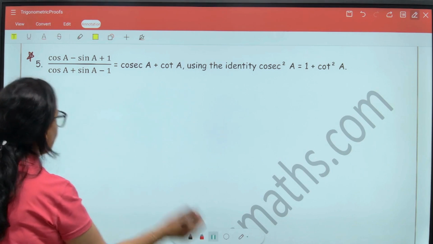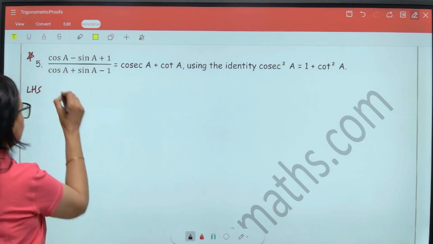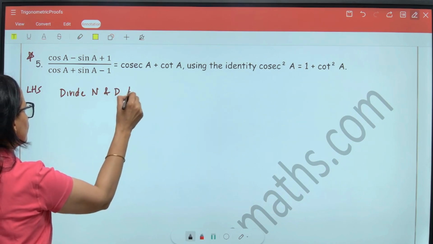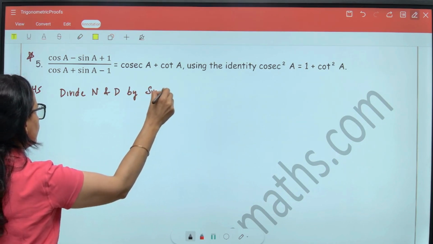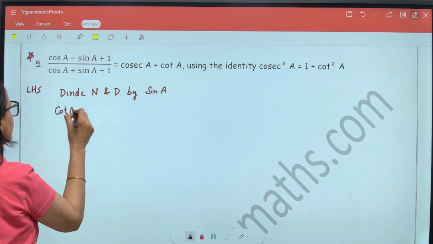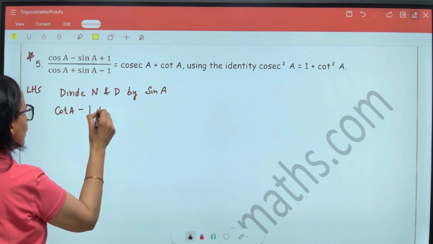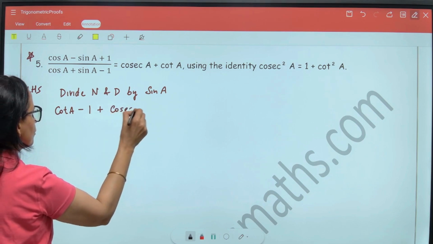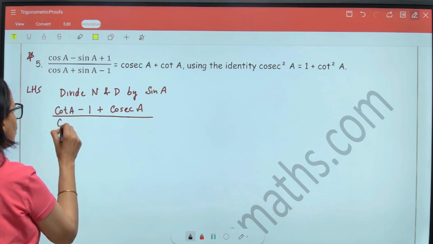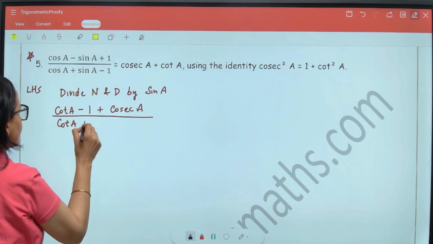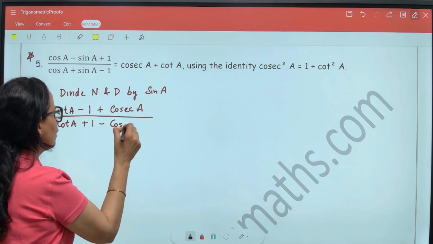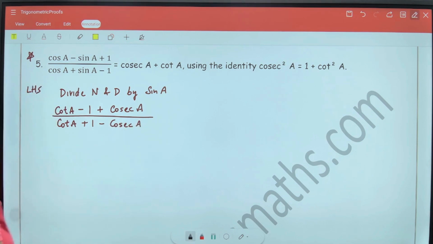So the first step on the left hand side is I divide numerator and denominator by sin A. So cos by sin becomes cot A, sin by sin is 1 and 1 by sin becomes cosec A. The denominator becomes cos by sin is cot A, sin by sin is 1 and 1 by sin is again cosec A. Now at least I got cot and cosec, which I need on the right side.